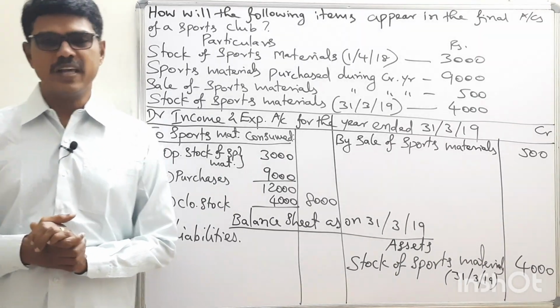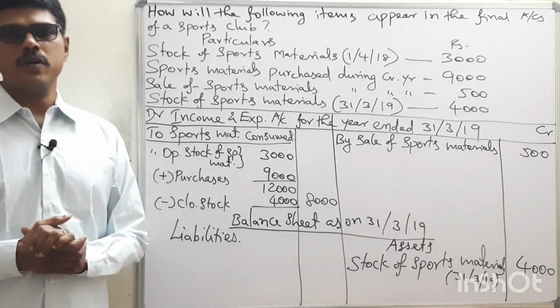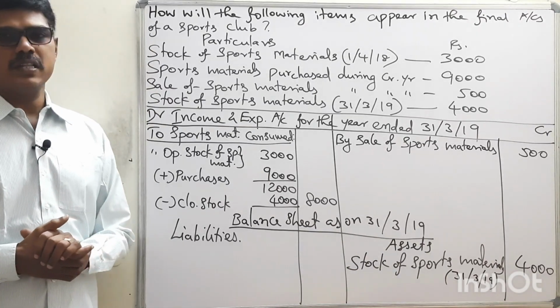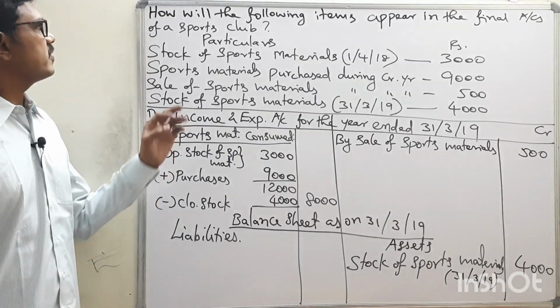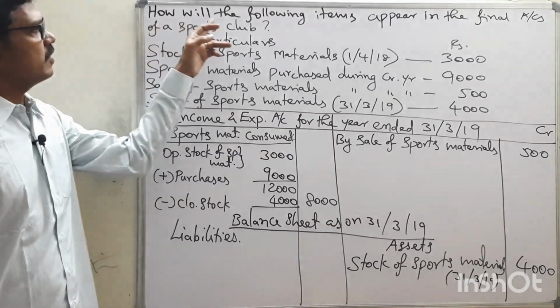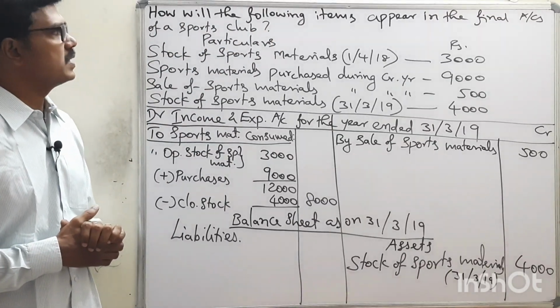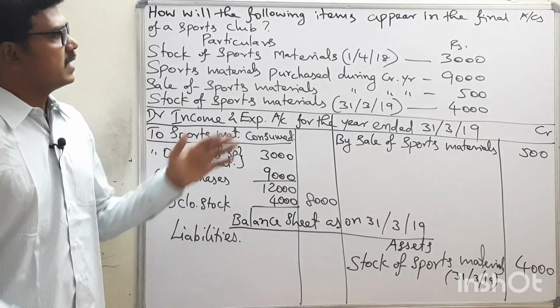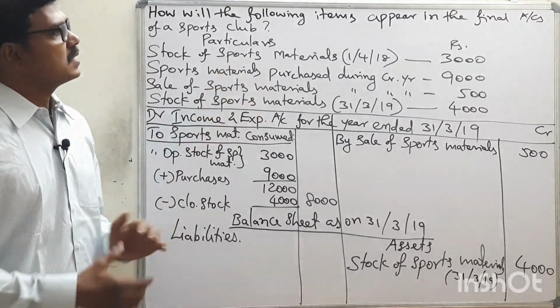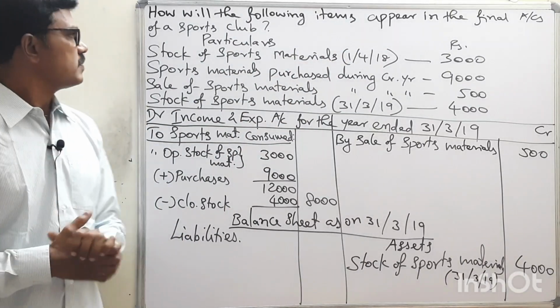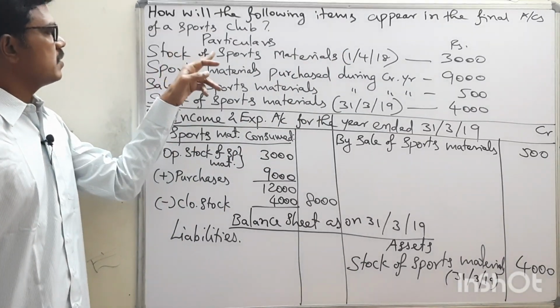Hi everyone, in today's class I am going to work out another problem in not-for-profit organization. Let me read out the problem and then explain and work it out. What is given in the problem is, how will the following items appear in the final accounts of a sports club? They have given us some details or particulars, and ask us to prepare the final accounts. Below that they have given us some particulars.